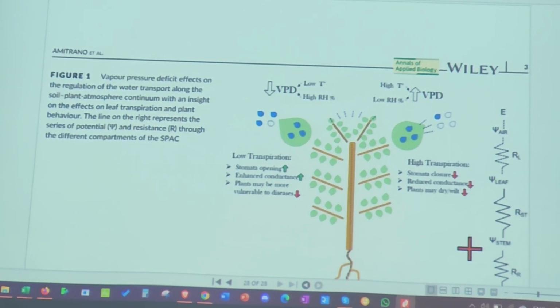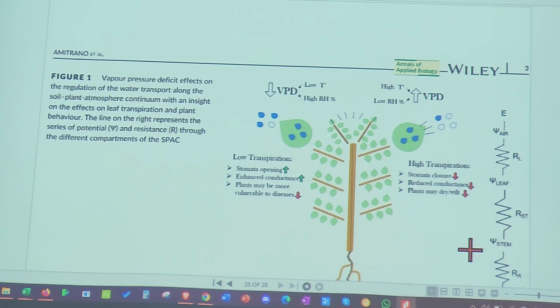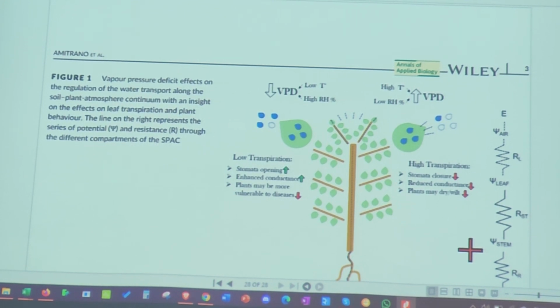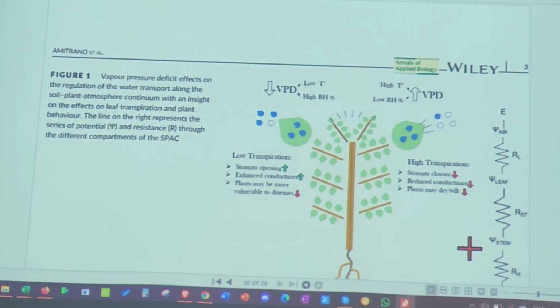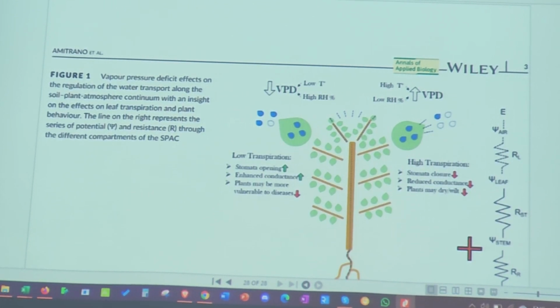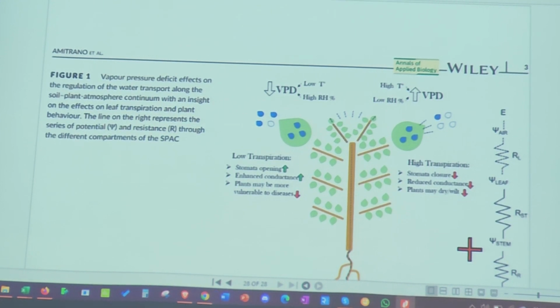Any question about the water stories? Is the low VPD causing stomata to open? Yep, true. Because of the diffusion. Stomata open simply because humidity is high.